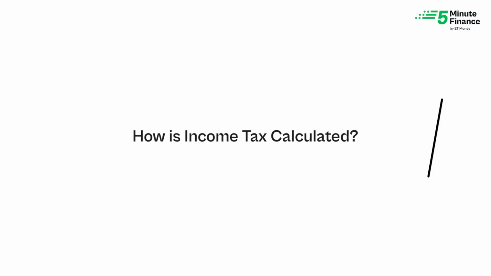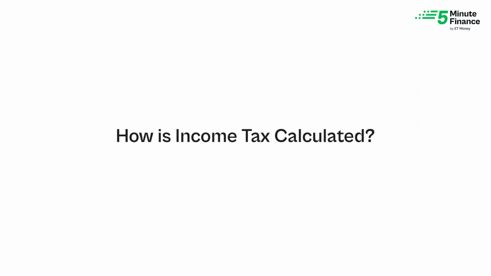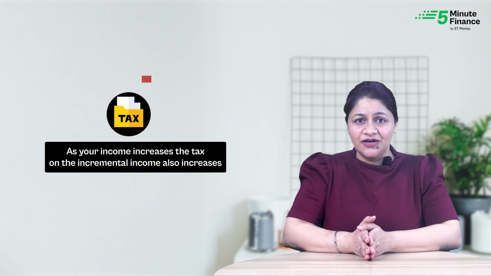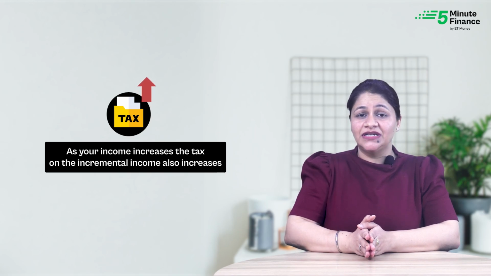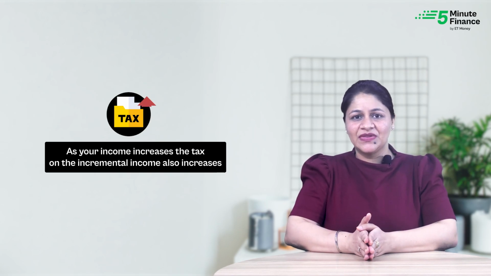Once you know the tax slab rates, let's move on to see how income tax is calculated. Now, income tax is calculated as per progressive tax method, which means as your income increases, the tax on the incremental or the additional income also rises. Let's understand this with an example. Before we start, you must know we are not comparing old and new tax regimes here. We are simply going to learn the calculation part of how income tax is computed.